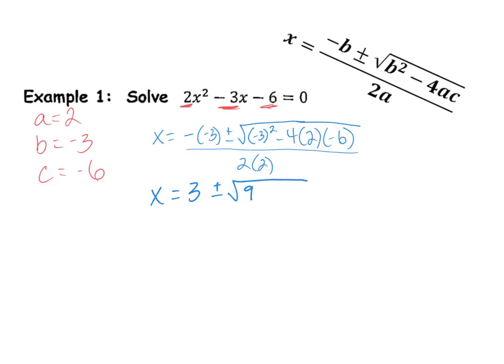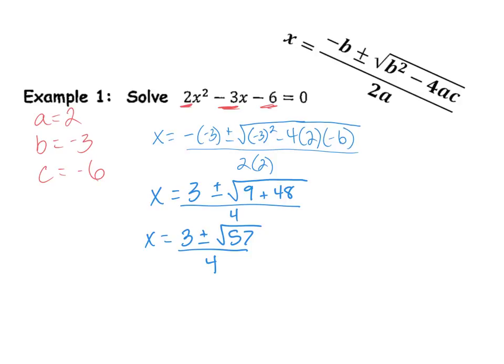9, be careful with the multiplication, 4ac. Negative 4 times 2 times negative 6. Negative 4 times 2, negative 8. Negative 8 times negative 6, positive 48. All over 4. Okay, what is 9 plus 48? Take out the 9. 57. Can you break down 57? 3 plus or minus the square root of 57 all over 4.